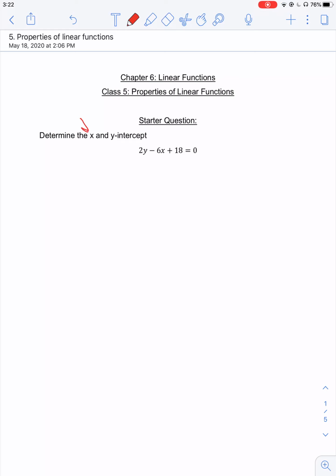Remember, x-intercept means that you have to replace y by 0 and solve for x, and y-intercept means that x is equal to 0, and then you can solve for y. That's what you can do over here. That's one way of doing it.